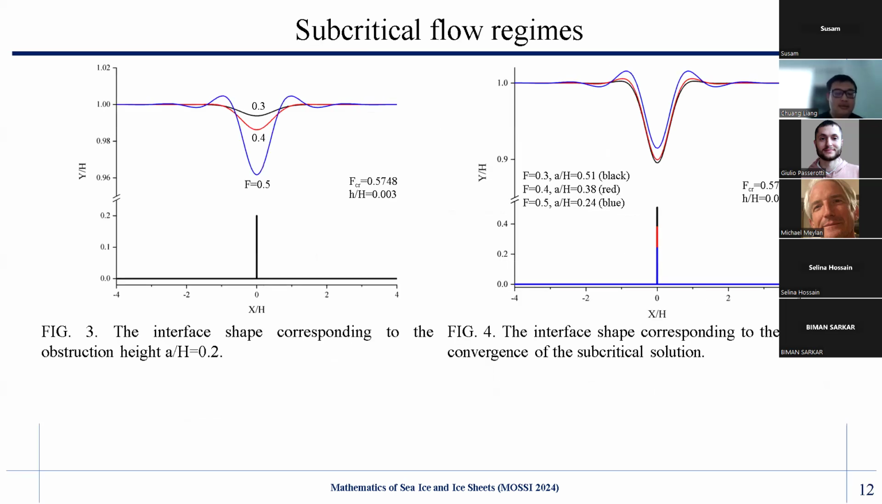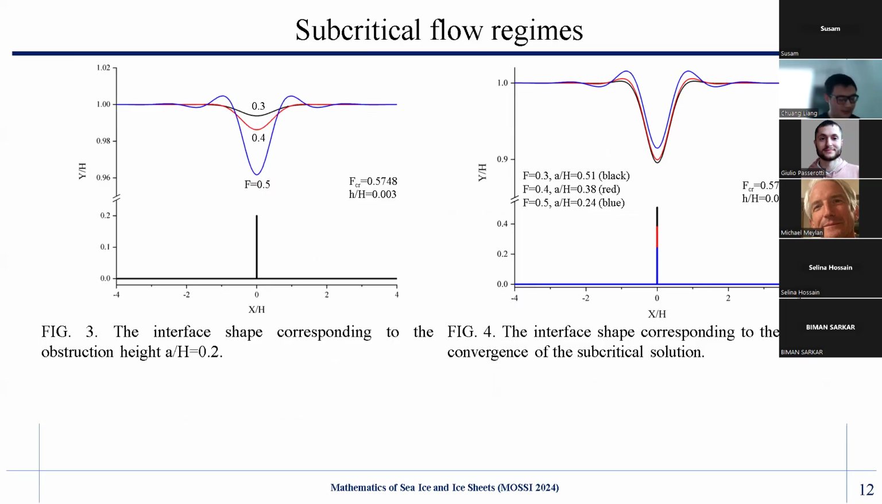Okay, so the next part is about the results. Figure 3 shows the interface shape corresponding to the obstruction height 0.2. We can see that with the Froude number getting closer to the critical value, the response of the ice sheet becomes stronger.